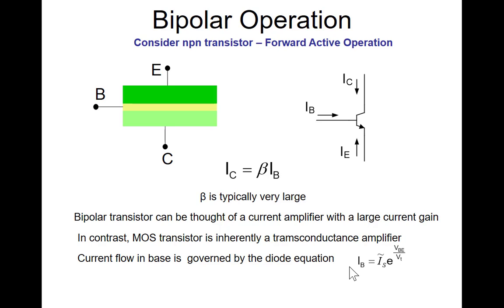Let's try to model this device. We know the current flow in the base. Current flow in the base, we said, was governed by the diode equation. So the base current is equal to, what's the diode equation? IS tilde. Well, we call it IS, and when we talk about a diode, I put tilde in here for a reason that will become apparent in a minute. Some constant IS tilde times e to the VBE over VT. That's the diode equation, right?